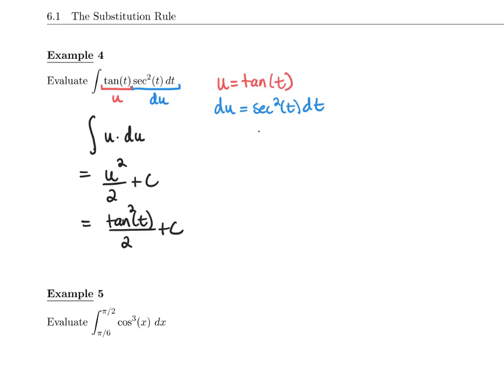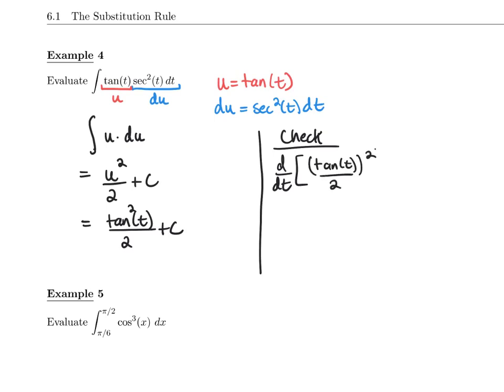Now it's always a good idea to check your work to see if it makes sense. Remember that when we are doing substitution, we are trying to reverse engineer the chain rule. So what I want to be doing is taking the derivative of this function with respect to t. I don't need to take the derivative of the constant because I know that's 0.